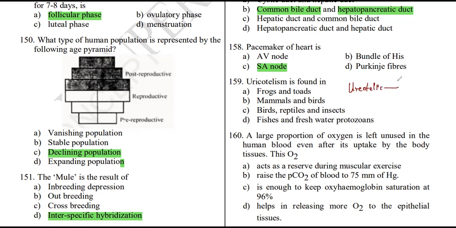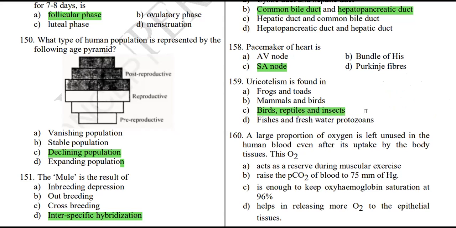Ureotelic means they release urea. Uricotelic means they release uric acid. Uric acid needs very little water to be excreted. Birds, if you see, have pellets. Some reptiles have very thick excreta. Some insects have thick excreta. So the answer is option C.